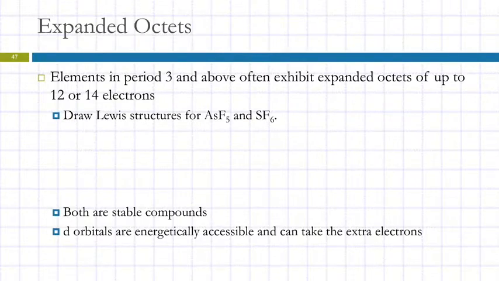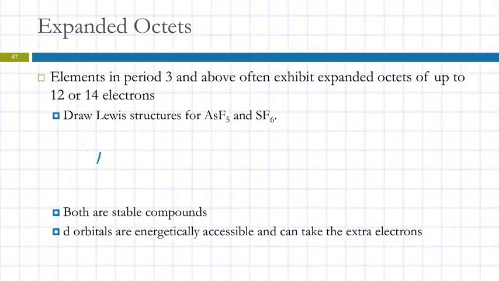So we've got odd electrons, we've got not enough in the octet, and then we can also have too many, more than 8. So this happens with elements in period 3 and above, or actually, it makes more sense to say period 3 and below. Period 3 and periods with a number larger than 3, 4, 5, 6, etc. These can expand their octets. They can go up to 10, 12, or 14. So let's look at arsenic pentafluoride.